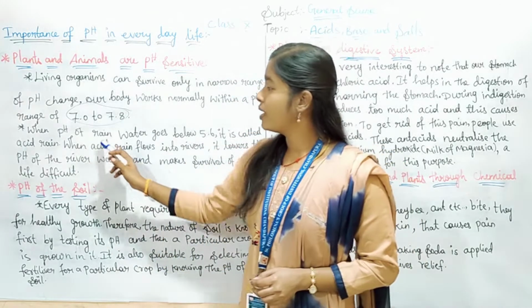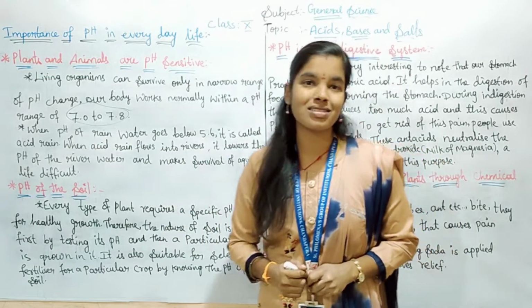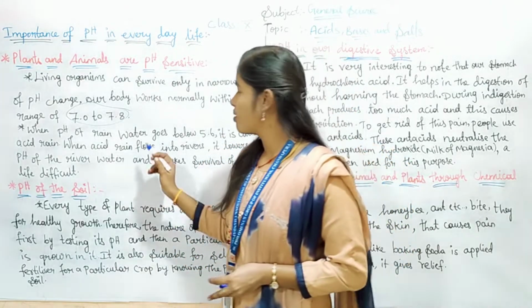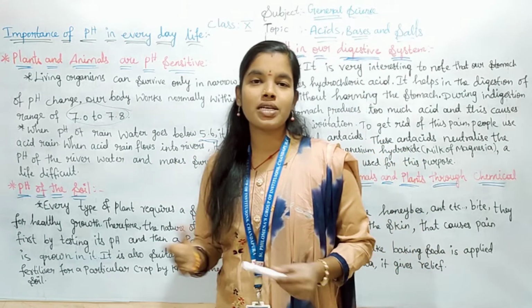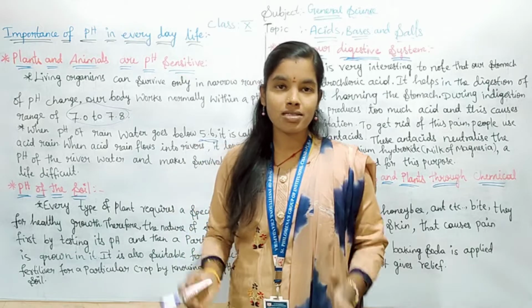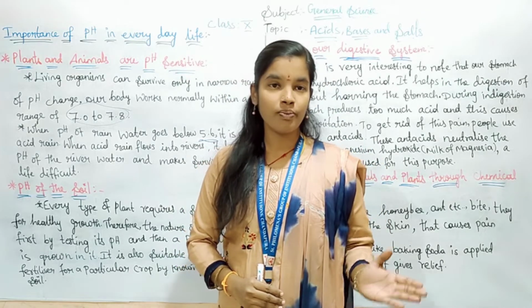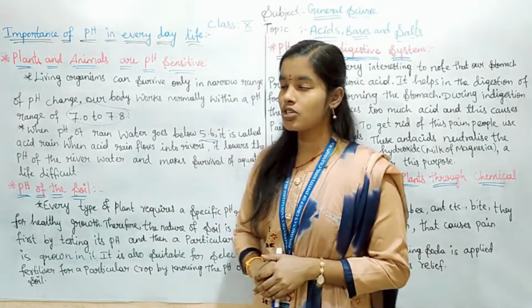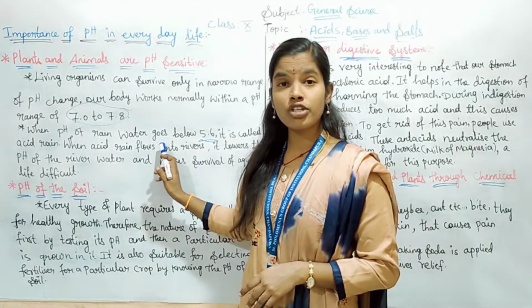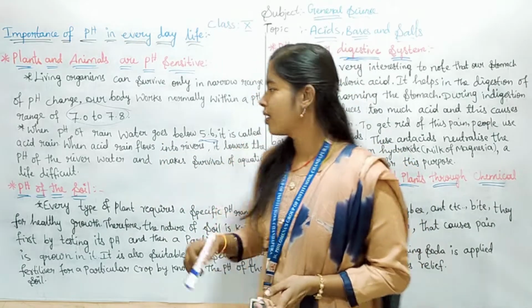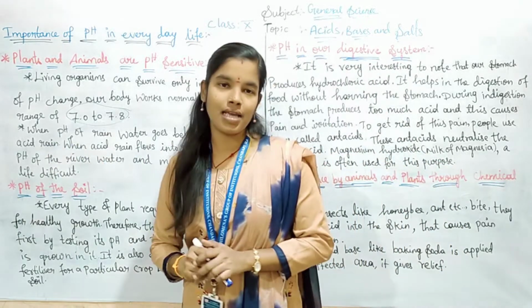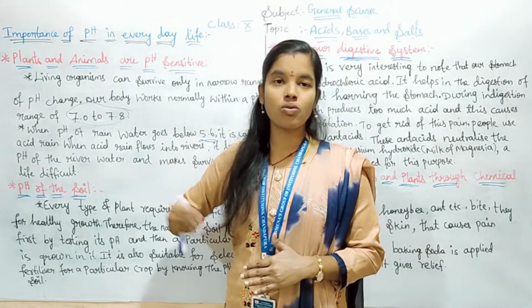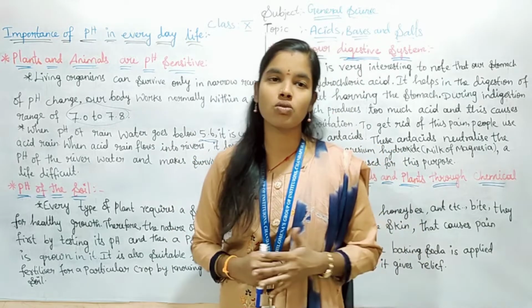When the pH of rainwater goes below 5.6, in the pH scale you already learned that exactly 7 is neutral, below 7 is acidic and above 7 is basic. Is it or not, children? So if rainwater goes down below 5.6, it is called acid rain, because the pH range is going down below 5.6.